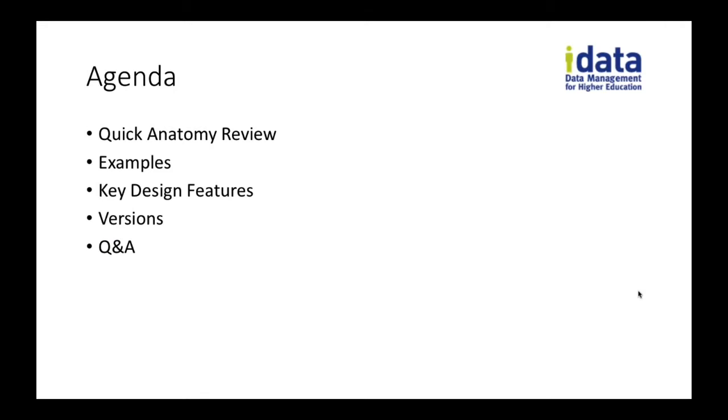We're going to do a quick anatomy review to start things off, and I'm going to show you 6 examples of some specification workflows. I'm going to summarize that detail that we saw in the 6 examples into the key design features that you saw today, some of the themes in those design approaches. Quick stop to talk about versions.